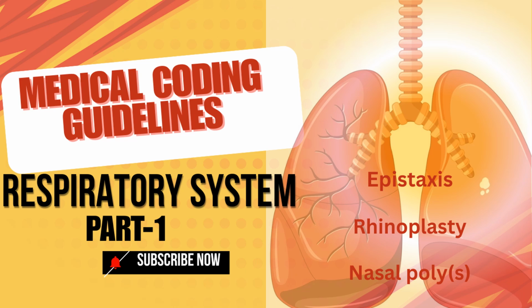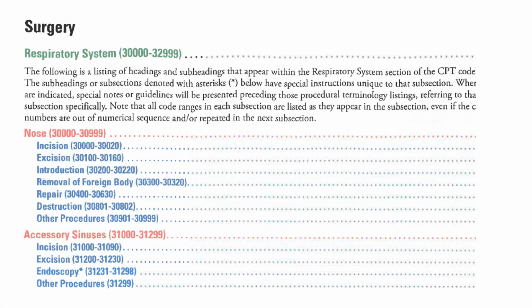Let us begin with the medical coding guideline of the respiratory system, and for better understanding I have divided this system into different parts. So let us begin with part 1. Now, when you begin with a new section, always take some time to study that section, how the section has been placed or how the section has been designed.